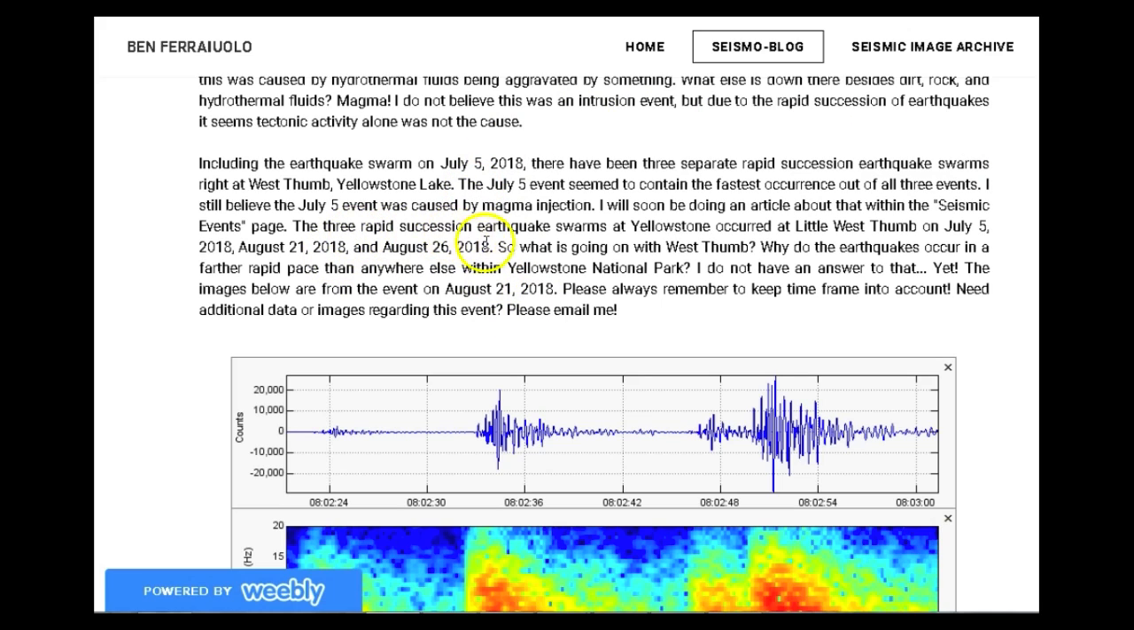The 3 rapid succession earthquake swarms at Yellowstone occurred at Little West Thumb on July 5th, 2018, August 21st, 2018, and August 26th, 2018. So what is going on with West Thumb? Why do the earthquakes occur at a far more rapid pace than anywhere else within Yellowstone National Park? I do not have an answer to that, yet.